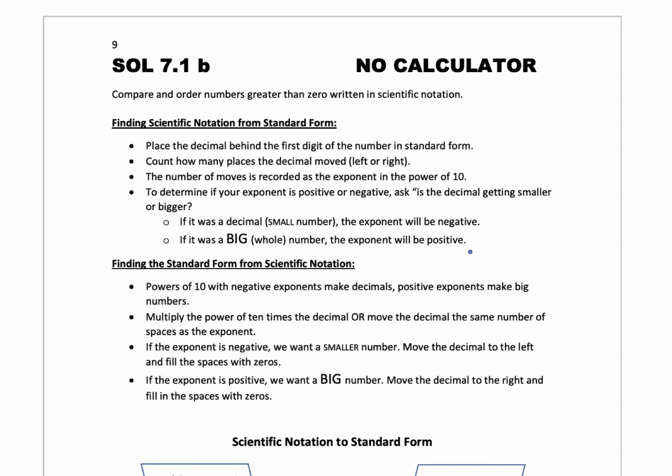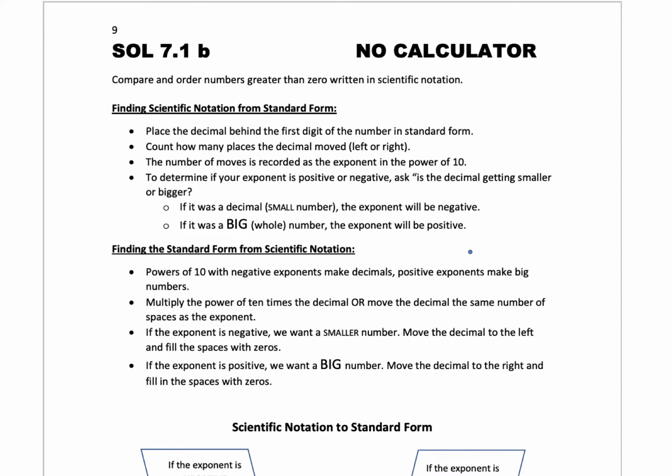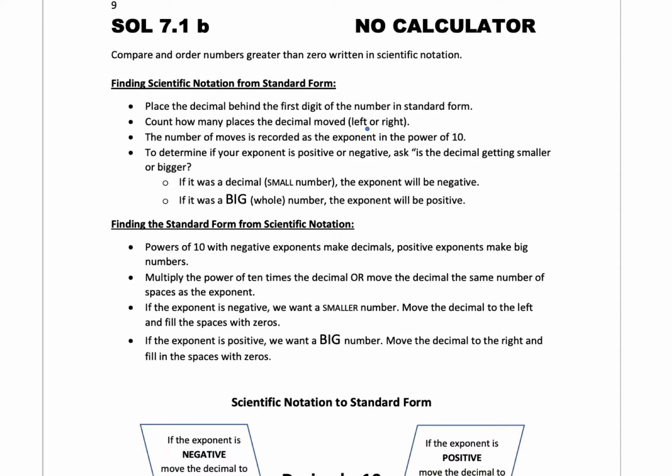Now our next section of Strand 1 is SOL 7.1b, and this is where we had to compare and order numbers that were greater than 0 written in scientific notation. And this is still a non-calculator topic.